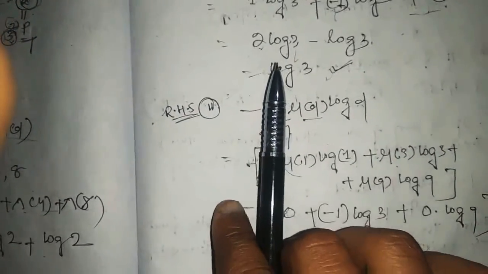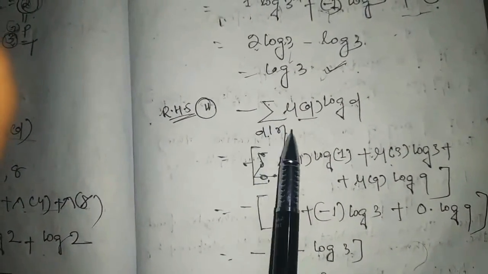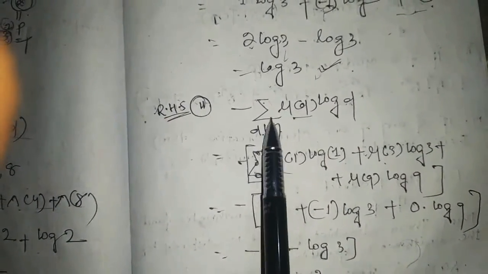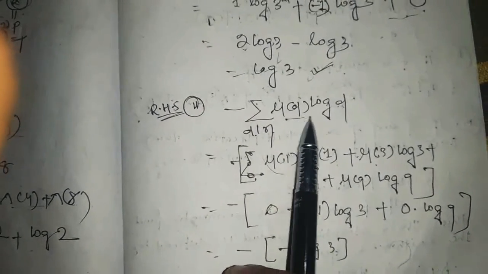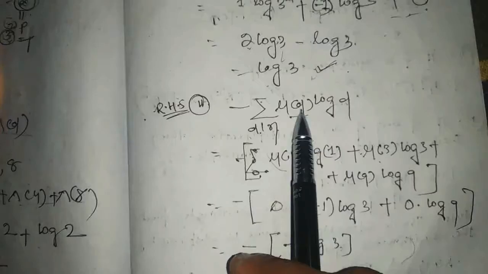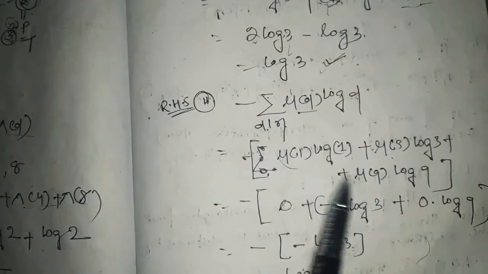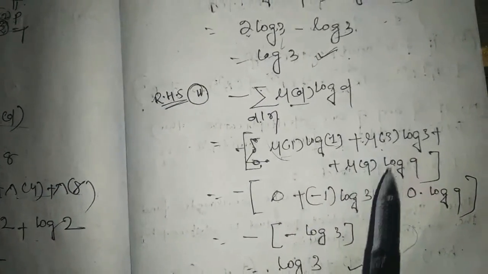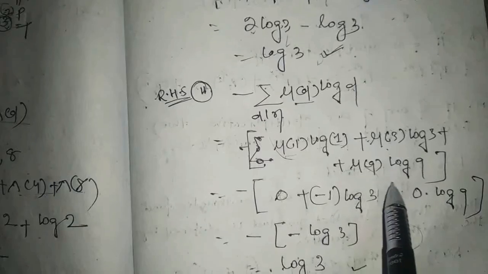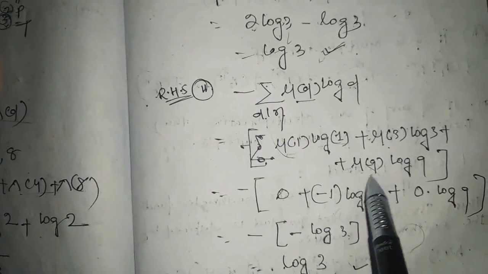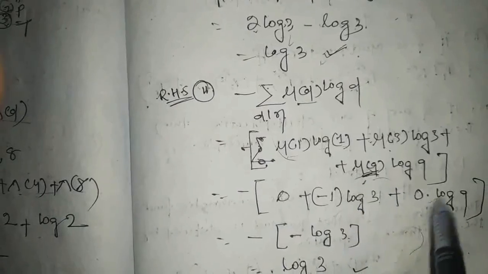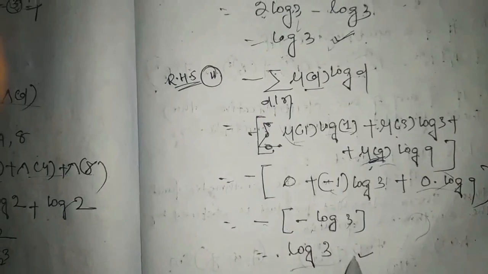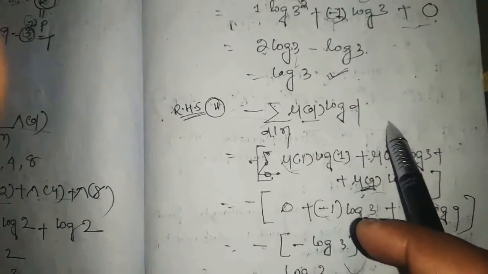Now for our second result, that is minus of summation over d divides n mu d log d, that is minus of, here divisors are 1, 3 and 9, so mu 1 log 1 plus mu 3 log 3 plus mu 9 log 9. Here mu 1 is 1 and log 1 is 0, so this becomes 0. Mu 3 is minus 1 times log 3. Here mu 9 is 0, this was the Mobius function, 0 into log 9, which is 0. This is minus of minus log 3, which gives log 3. So the second result is also verified.